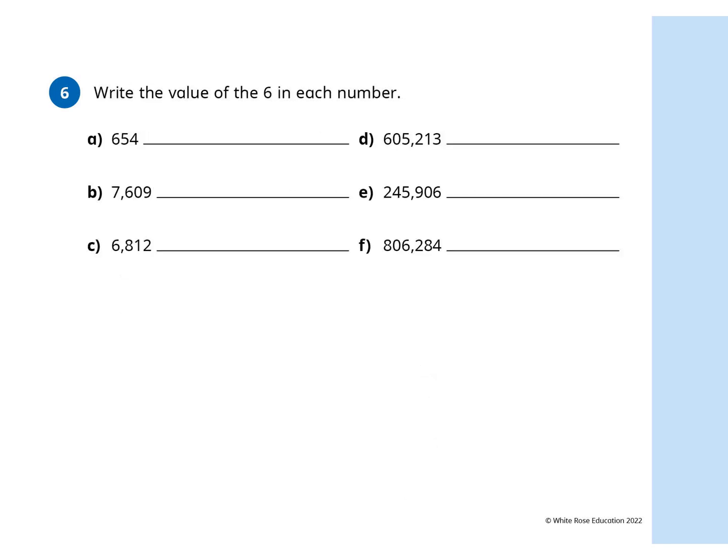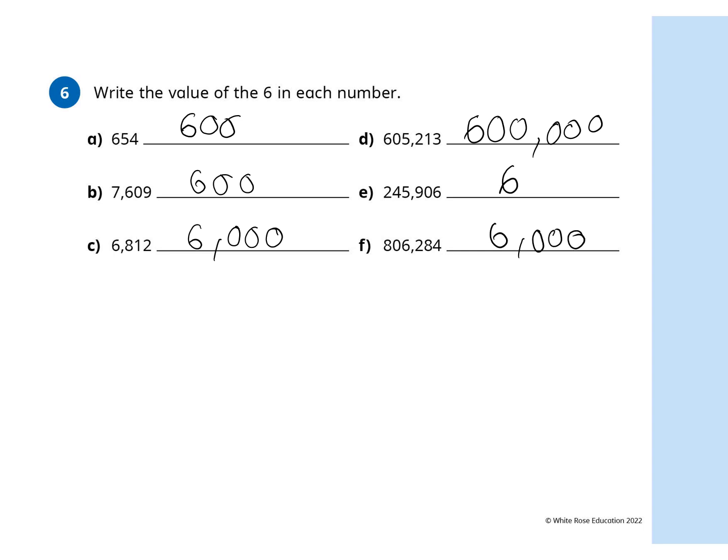Write the value of 6 in each number. Read the numbers out because this is really helpful to you. So 654, I can hear a 600. 7,609, again 600. 6,812, that's 6,000. 605,000, that's 600,000. 245,906. 806,000, we've got 6,000 there, aren't we?